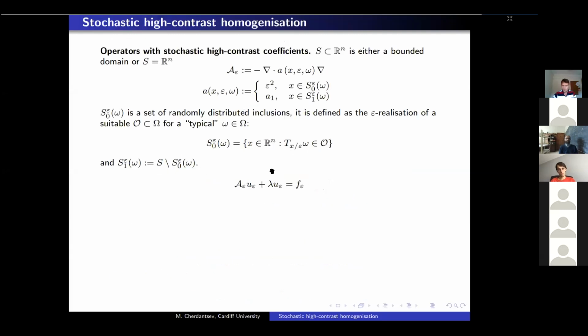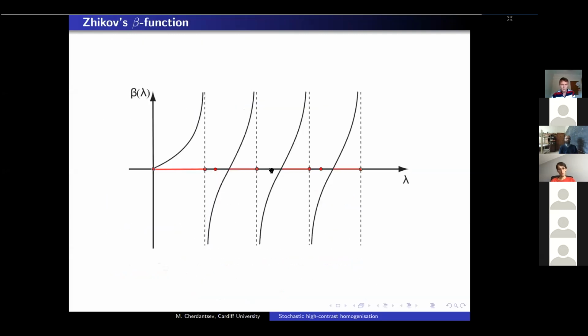Okay, so this is the graph of beta of lambda. It has these blow-ups at the points nu_j, eigenvalues of the Dirichlet Laplacian. The red intervals are in the spectrum of the homogenized operator, and these red dots here are nu_j primes. They are eigenvalues corresponding to zero mean eigenfunctions. So, you have infinitely many gaps here in the spectrum.